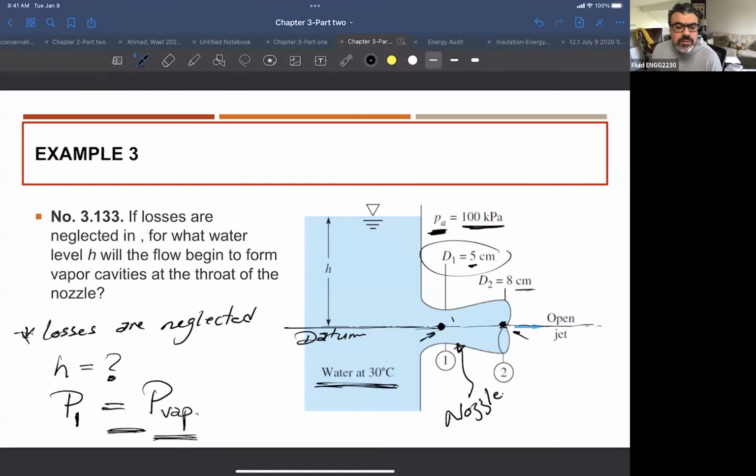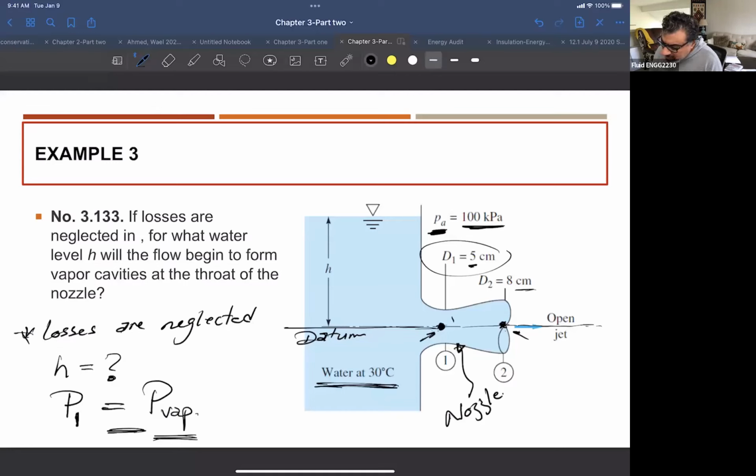So now there is another implicit given, not a direct given in the problem, that is telling you that at the throat, liquid will evaporate at this condition, which means liquid will only evaporate when the pressure reaches what we call P vapor, right? That's why we put the condition at point 1, or at the nozzle, equal to P vapor, right?